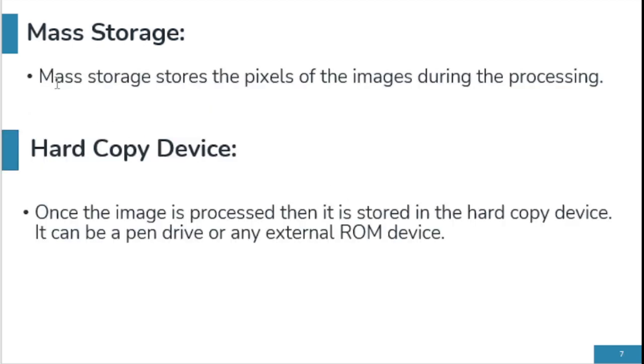Mass storage. Mass storage stores the pixels of the image during the processing. And the pixels of the image are the small elements of the image that combine together to make the image.